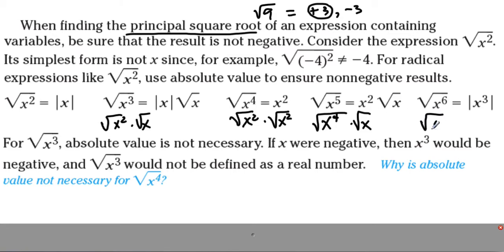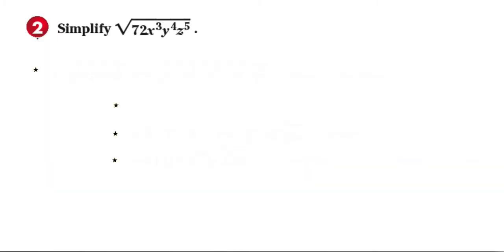Radical x to the fourth times radical x squared. Okay, and we know that radical x to the fourth is x squared, and this is the absolute value of x, and therefore x squared times the absolute value of x will give you the absolute value of x cubed. And that's how this came about.